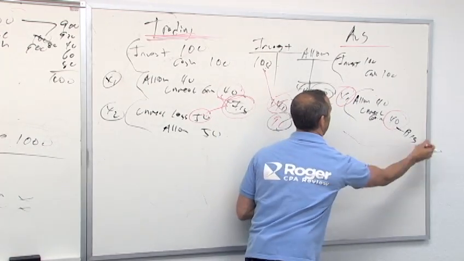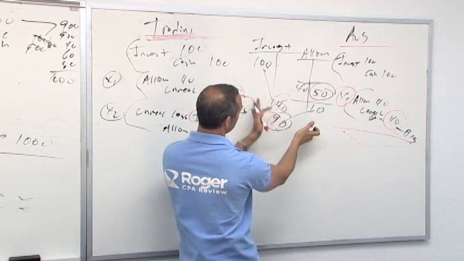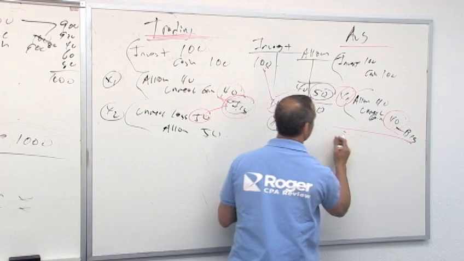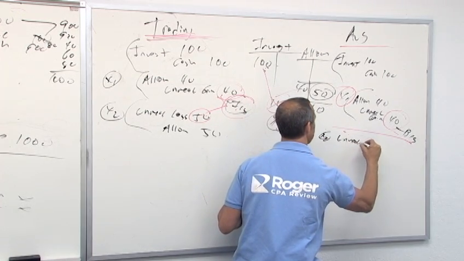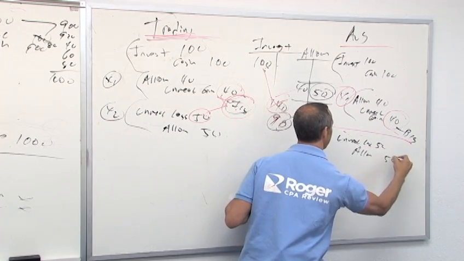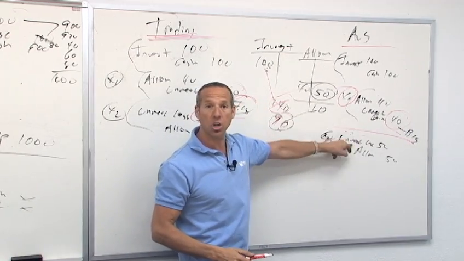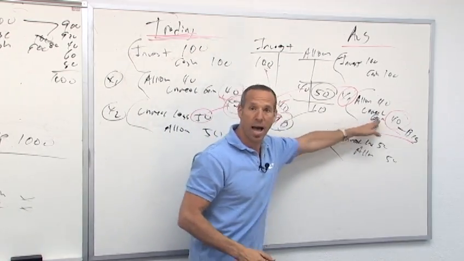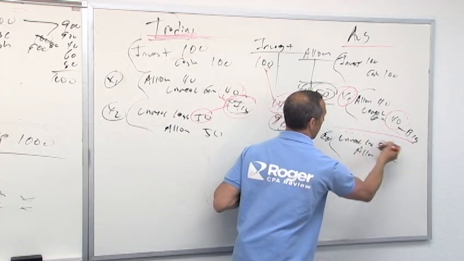Then the next year, what's going to happen? The next year in X2, it goes down to 90. So that's my target. So therefore, what do I do in X2? I'm going to have to debit unrealized loss and credit allowance. Now, remember, where does the unrealized go? The unrealized goes to the balance sheet. So that's balance sheet, boom, that's balance sheet.